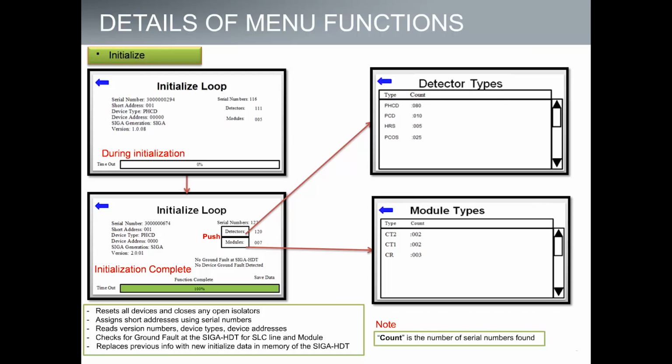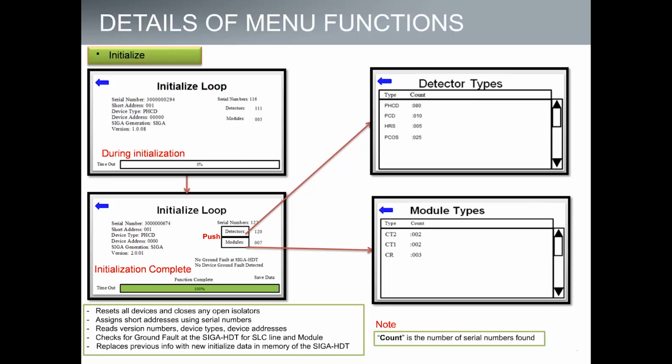Note, the number of detectors and modules are shown after the initialize process is complete. Detector and module buttons appear after processing has completed. Press either button to navigate to the detector or module type counters.